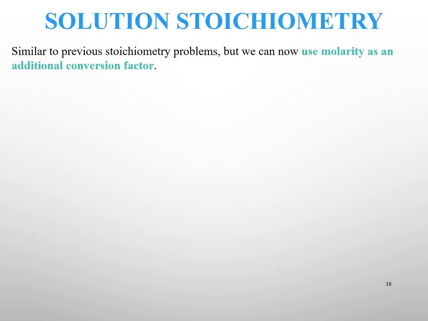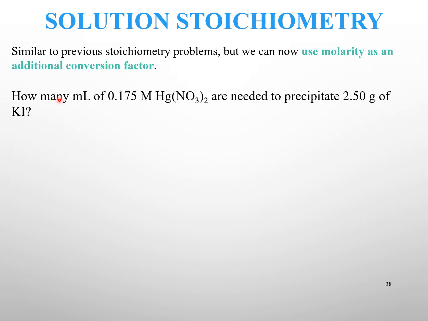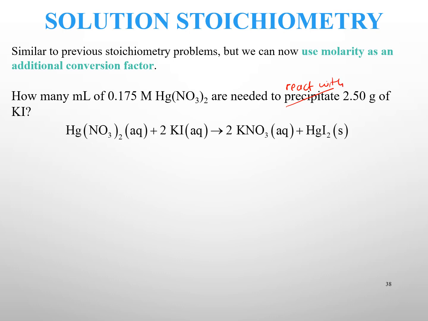Next, we want to add molarity into our stoichiometry problems. So how many mL of 0.175 molarity Hg(NO3)2 are needed to not precipitate but react with 2.5 grams of KI? So here's our balanced equation. You can see the mole-to-mole ratio of Hg(NO3)2 to KI is 1 to 2. So you're going to use that.